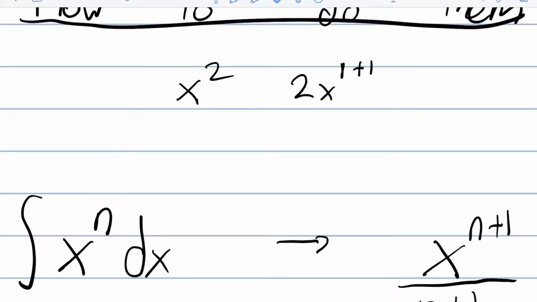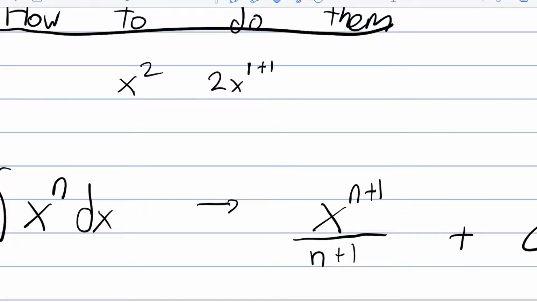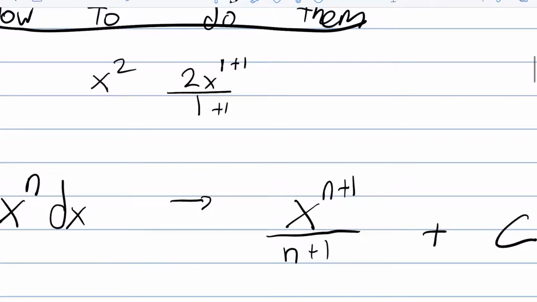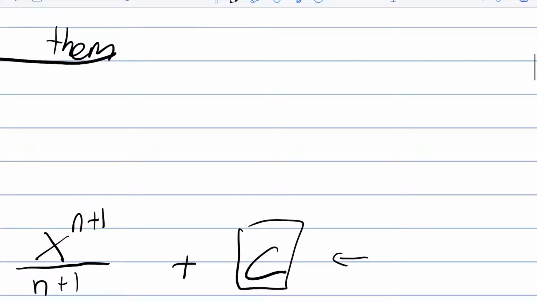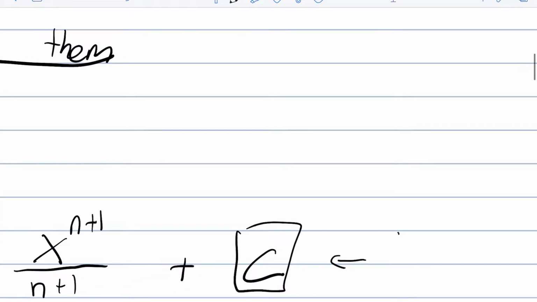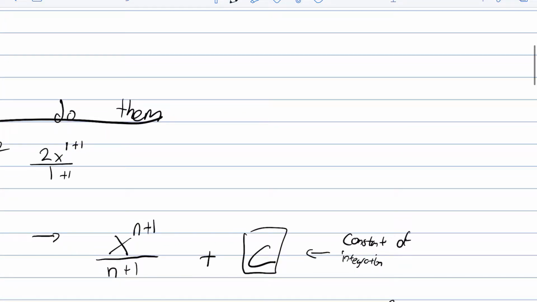And so that's basically the rule. The integral of x to the n dx, if you integrate this, it's going to be x to the n plus 1 over n plus 1. So you can think of this as 2x over 1 plus 1. And there's a letter right here, c. Well, what is c? C is the constant of integration. And you're probably thinking, well, what the hell does that mean?